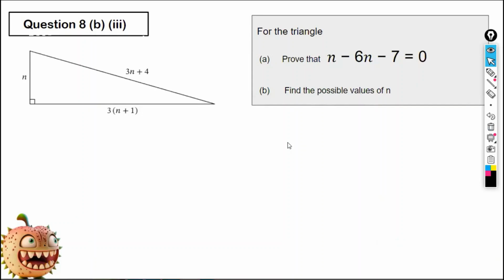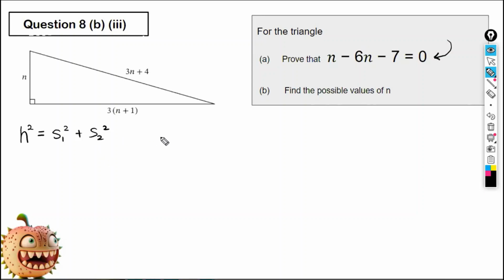So for this triangle, we want to prove something. We want to actually get this expression from this value. This is a right angle triangle, and you all remember Pythagoras theorem. There are many different versions, but all of them are the same formula, just different transposed versions of each other. But how many of you know this one? The hypotenuse squared is equal to side 1 squared plus side 2 squared. Isn't that the most general formula?